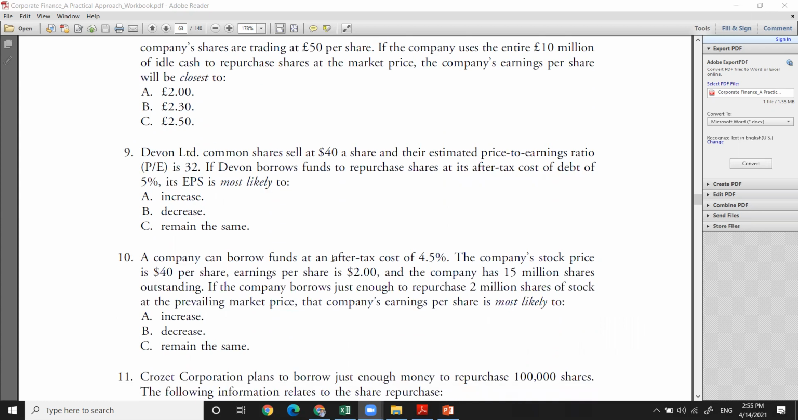A company can borrow the funds and after-tax cost of debt is 4.5%, and the company stock price is $40 per share. Earnings per share is $2, and the company has 50 million shares outstanding. If the company borrows just enough to repurchase 2 million shares of stock at a prevailing market price, is the company's EPS most likely to decrease or increase?